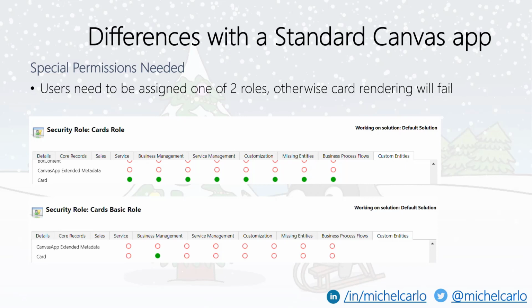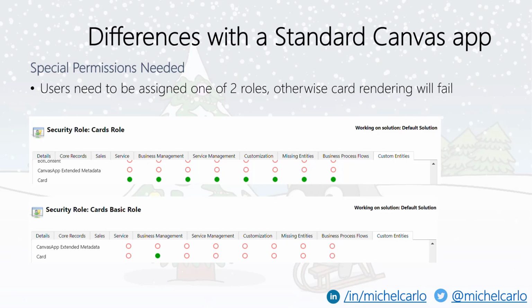Those two new roles are out-of-the-box roles created by the Power Platform. The first one is called cards role, and this role gives full control in any row in the cards table, which is used to store the cards. By consequence, a user having this role is able to create and edit cards. And the second one is cards basic role, which gives only read permissions in the cards table. So a user with this role is able only to use the cards, but not create cards.